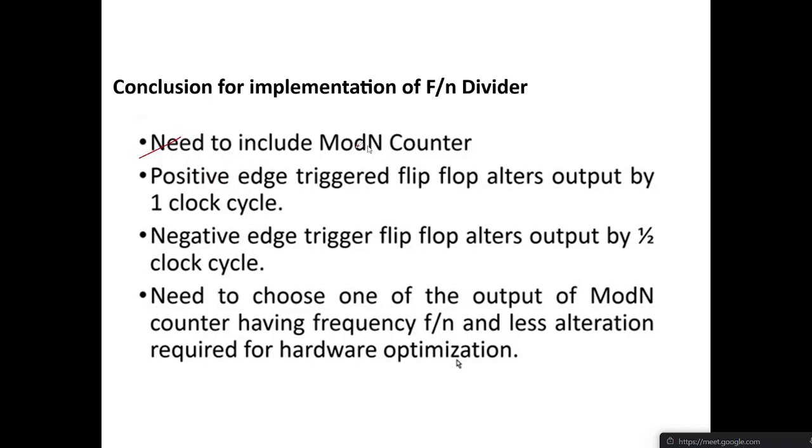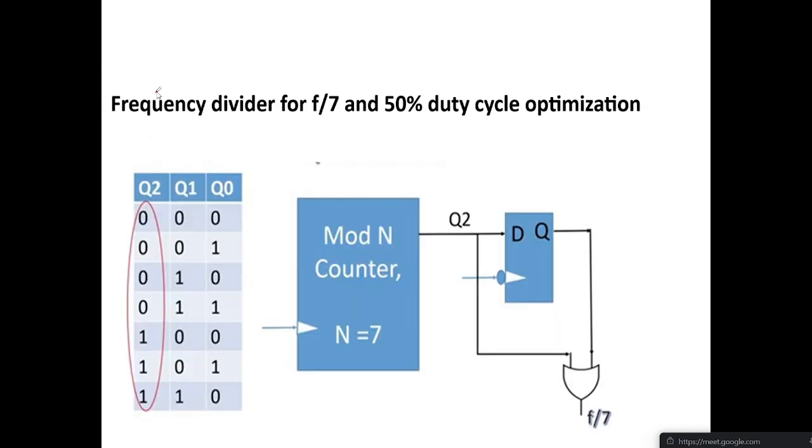We need to include a mod n counter. If it is a positive edge trigger flip flop, we alter the output frequency by 1 clock cycle. If it is a negative edge trigger flip flop, we alter the output by half a clock cycle. We need to choose the mod n counter output having f by n. Less alteration is required for hardware optimization. This is the conclusion. Shall I move forward?